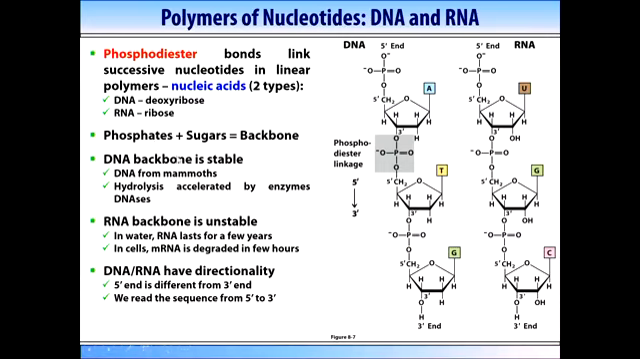Okay, so phosphates plus sugars, basically this part, except for these little boxes showing the individual nucleotides, are called the backbone. Because they're all the same, regardless of the sequence of nucleotides, the backbone part will always be the same. The only thing which differs is the nucleotides.